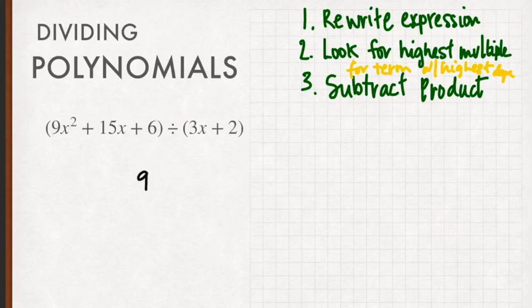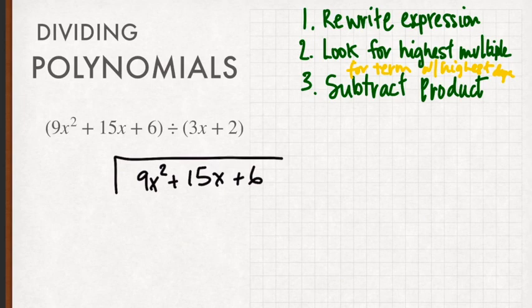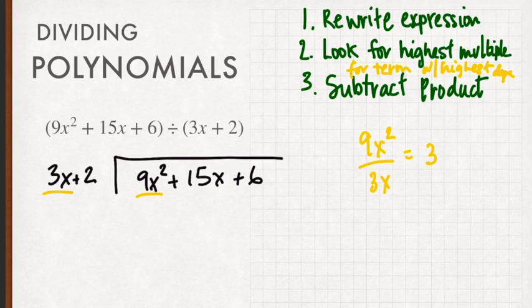Go ahead and rewrite this expression first. In this case, the terms of the highest degree are going to be 3x and 9x squared. So let's look for the highest multiple. If I have 9x squared, divide that by 3x. How many times can I fit 3 into 9? The answer there is 3. And then how many times can I fit x into x squared? The answer there is x. I'm going to write my 3x there.